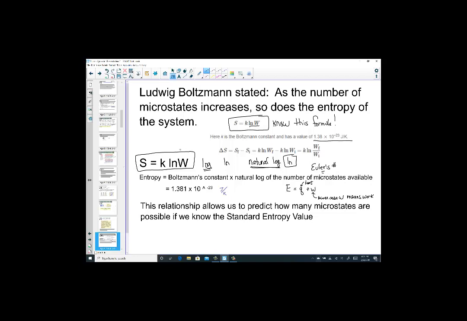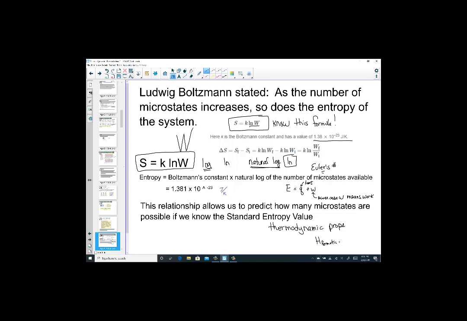Now, I say that because this is a capital W, which in thermodynamics represents the number of microstates. This relationship allows us to predict how many microstates are possible if we know the standard entropy value. And again, these are thermodynamic properties published in the appendix of our e-text. You found these for delta H of formation.